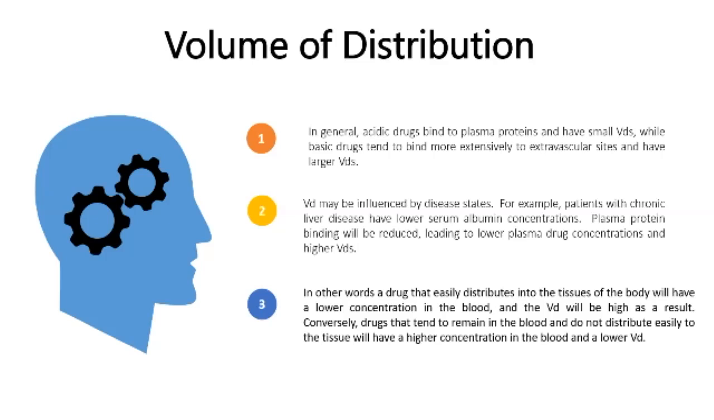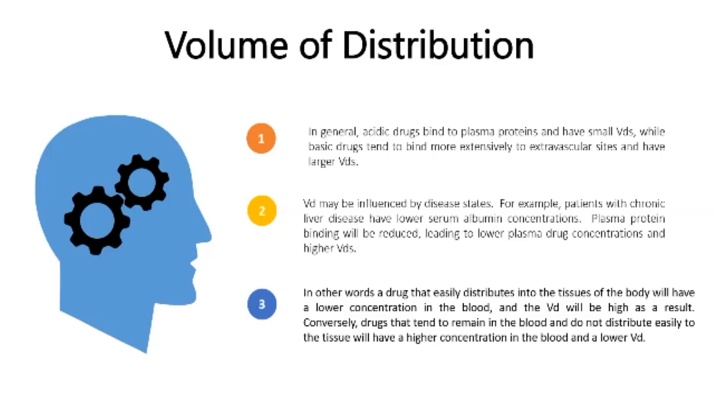In other words, a drug that easily distributes into tissues of the body will have a lower concentration in the blood, and the VD will be high as a result. Conversely, if the drug tends to remain in the blood and does not distribute easily to the tissues, it will have a higher concentration in the blood and a lower VD.